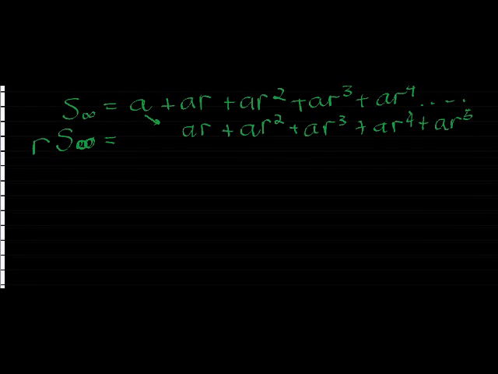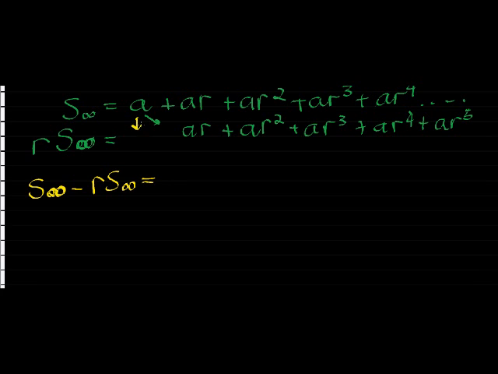And now, once again, I'm just going to subtract these two equations. So I'm going to take my original equation minus my second equation. And I see a minus 0 is just a. These two subtracted add up to 0. These two subtracted add up to 0. And so on. And if I'm going to go on forever and ever, obviously I'm just going to get 0. This time I never stop.